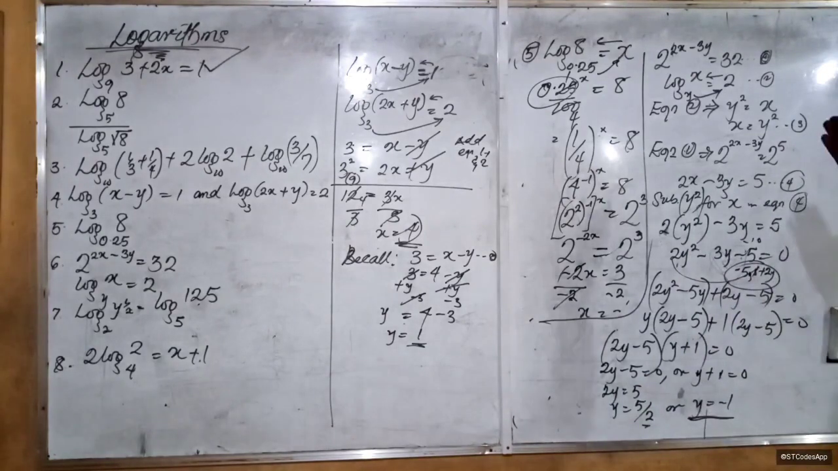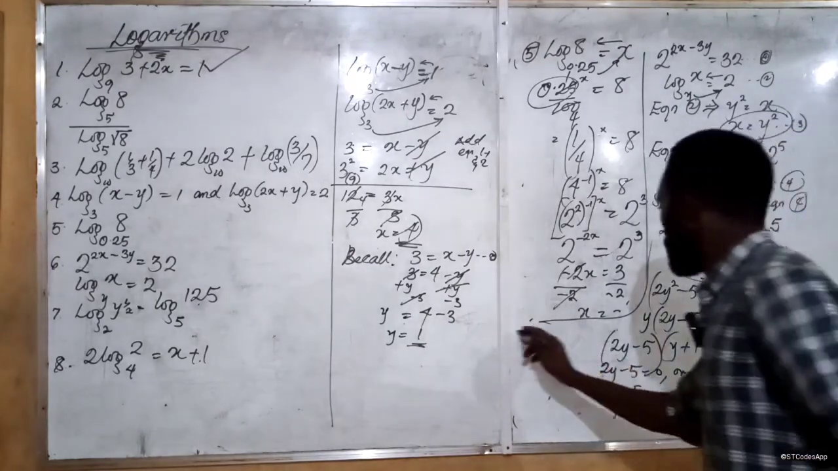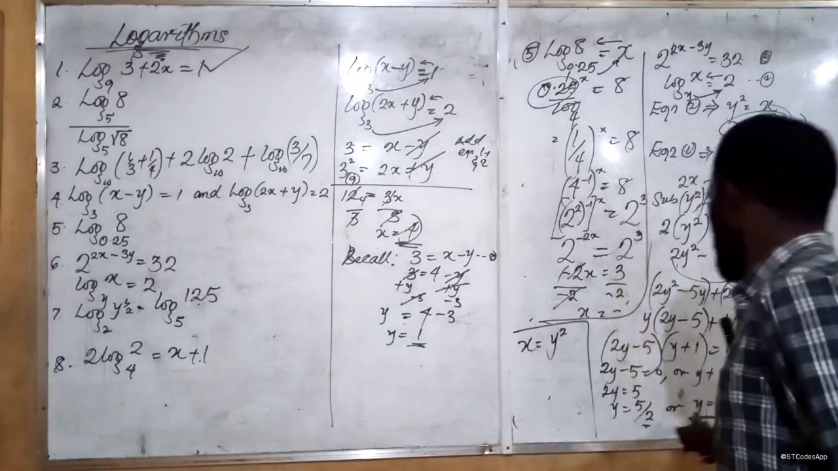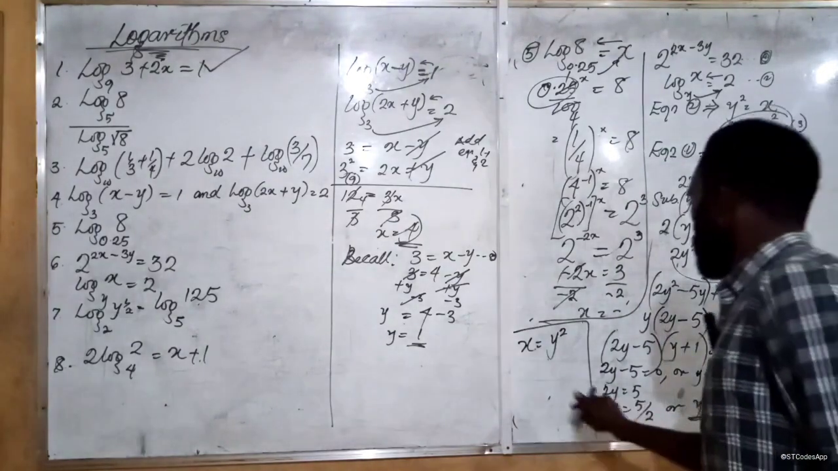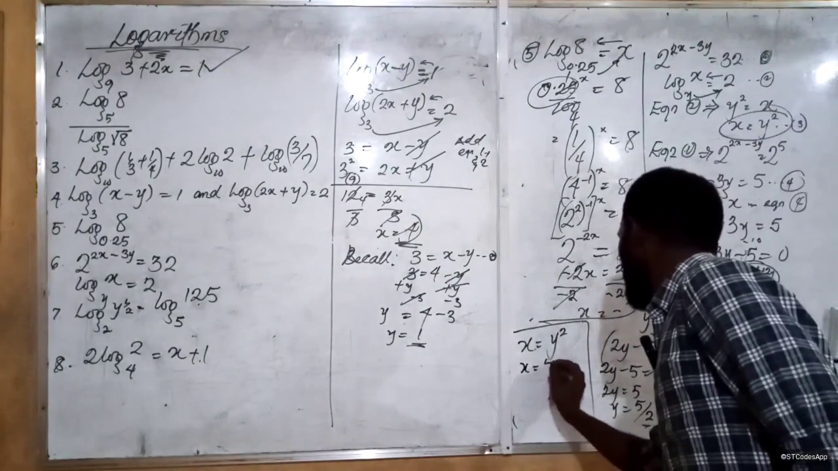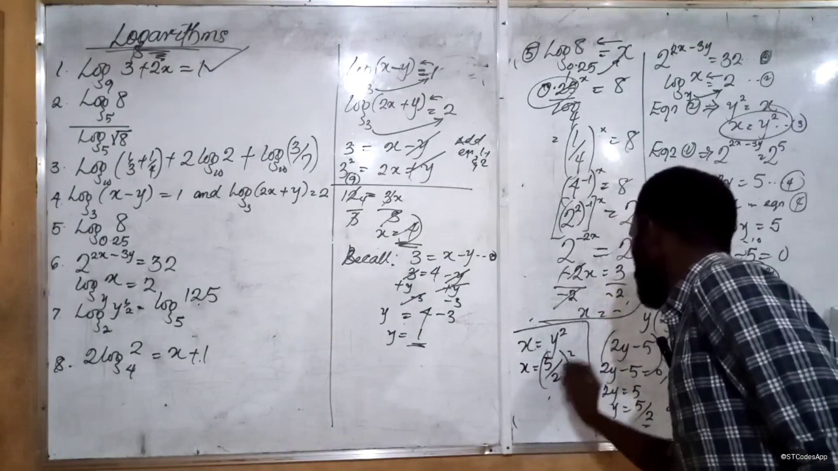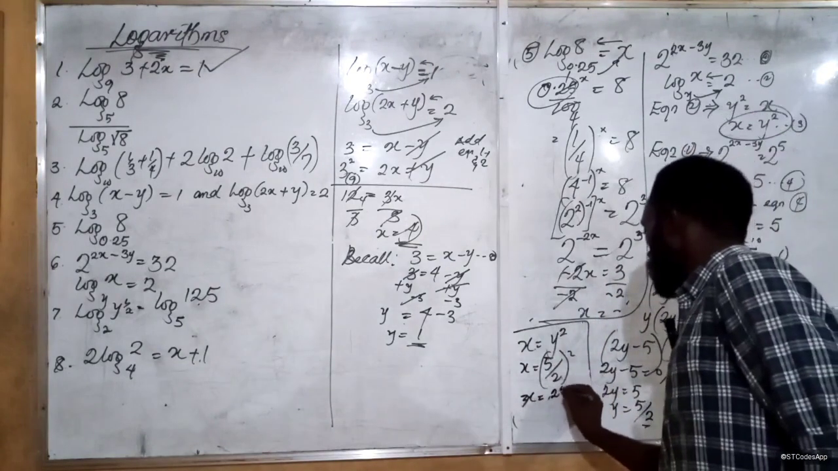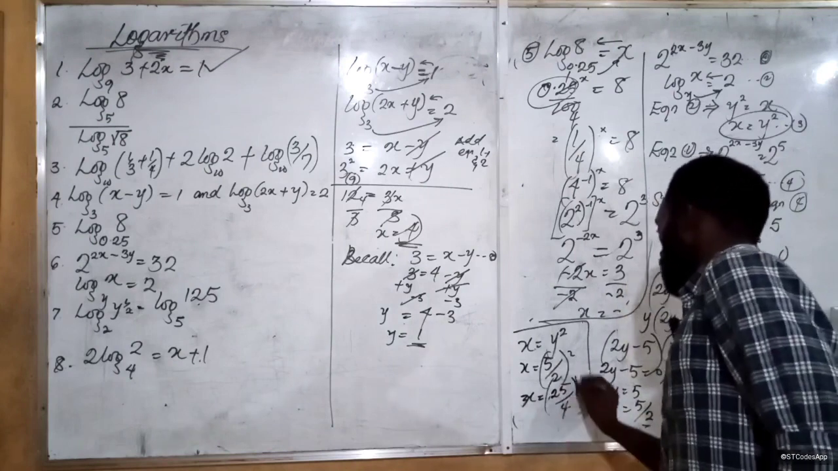So we can solve the value of x by simply substituting into this equation. So remember that x was equal to y squared, and y is now this value. So x is equal to 5 over 2 all squared, which will mean x to be equal to what? 5 squared, 25 over 4. That is the answer for x.